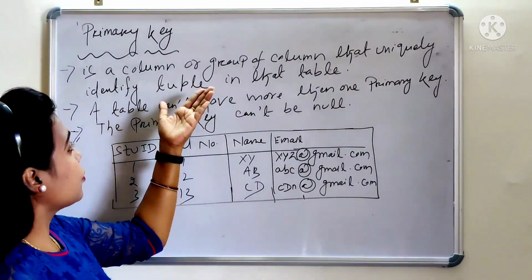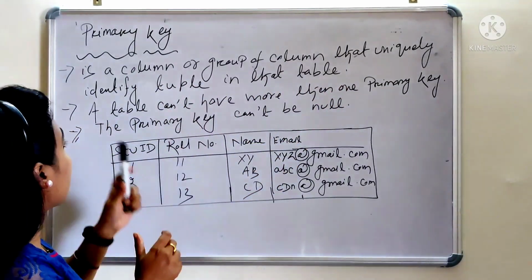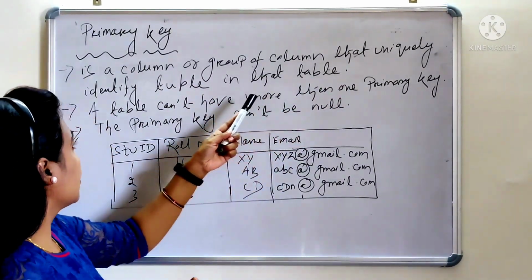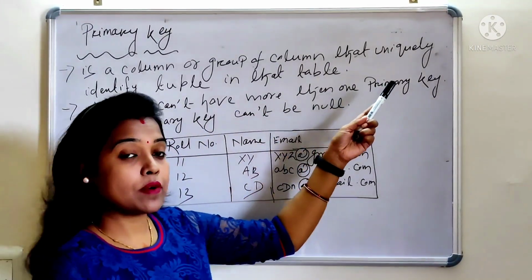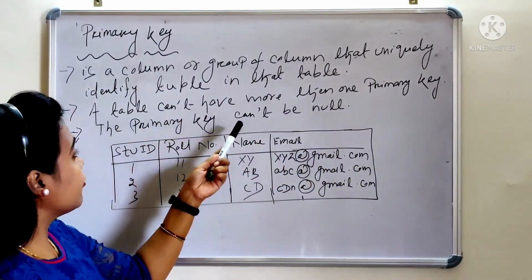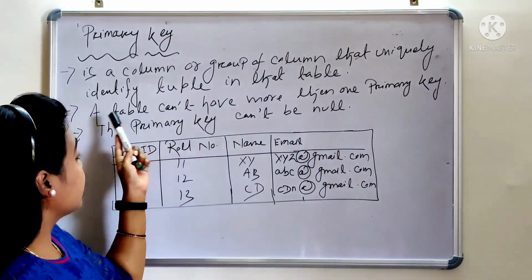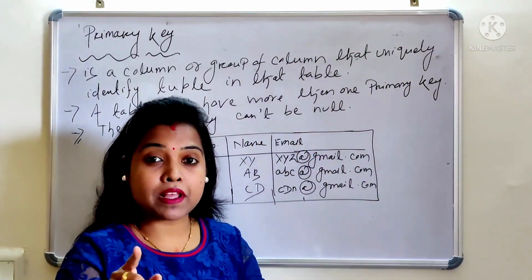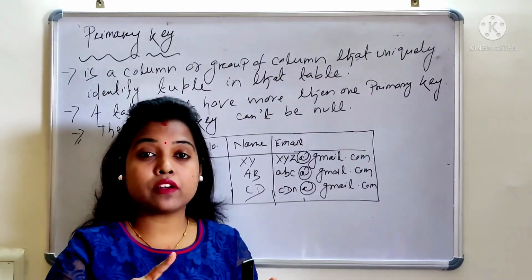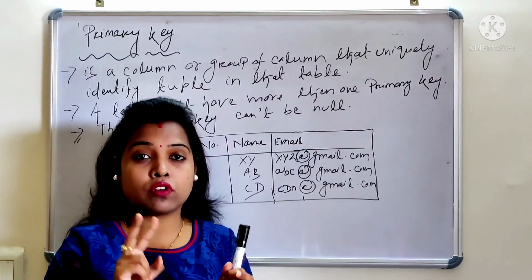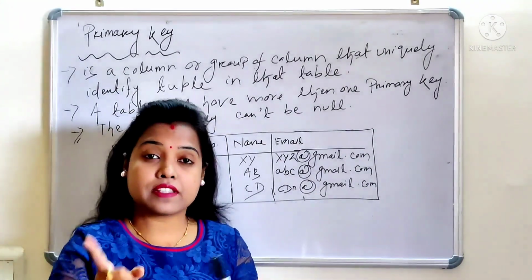Primary key is a column or group of columns that uniquely identify a tuple in that relation. So a table cannot have more than one primary key, and the primary key value cannot be null. A table cannot have more than one primary key means the value of primary key cannot be duplicated, means no two tuples have the same value.